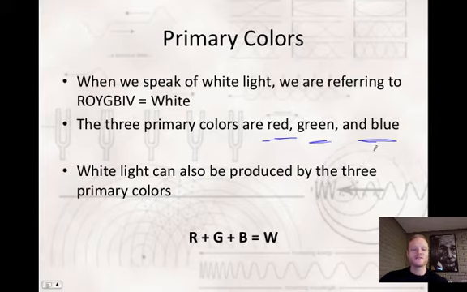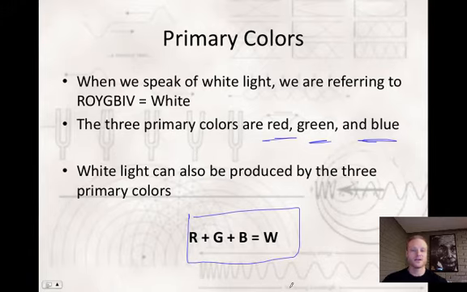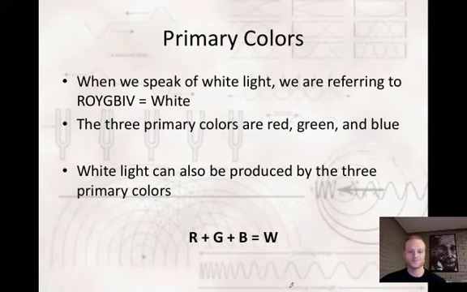If you mix red, green, and blue together, you can produce white light. Red plus green plus blue will produce white. So there are other ways to produce white light than just ROY G. BIV. If you do red, green, and blue, you get white also.